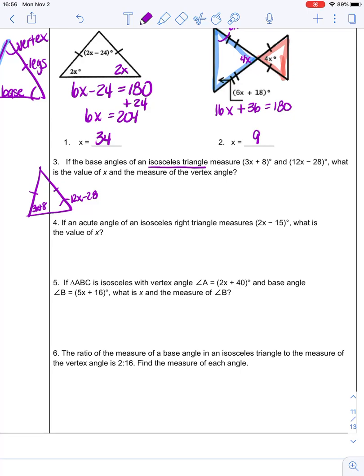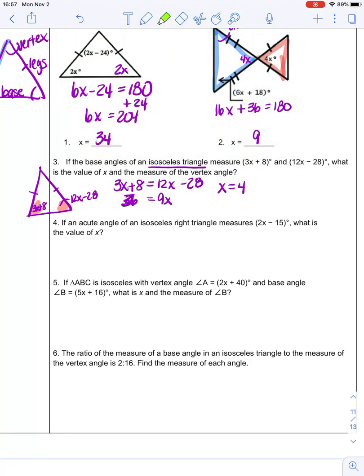So based on that, I have my two angles. I know that my base angles are congruent to each other because the legs are congruent to each other, which means that 3x plus 8 is equal to 12x minus 28. So if I subtract 3x from both sides, I get 9x. If I add 28 to both sides, I get 36. And if I divide both sides by 9, I get that x is equal to 4. So that's part of it. What's the value of x? Then it says, what's the measure of the vertex angle?